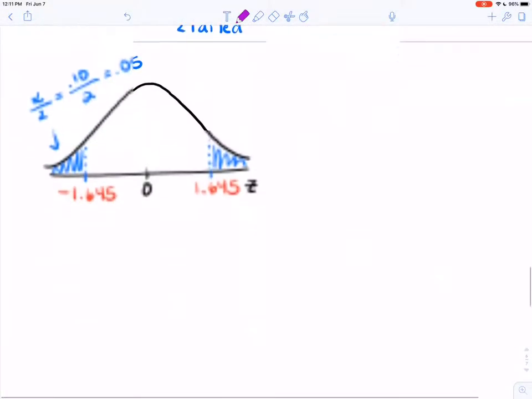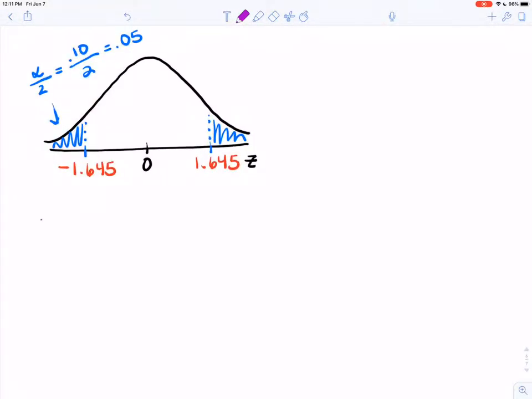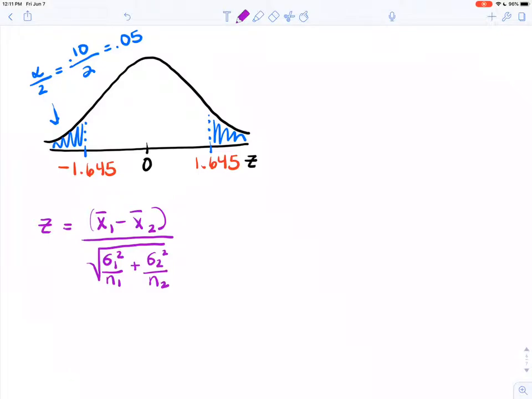Okay, so when I go to calculate my standardized test statistic, I'm going to take the difference between the sample means, and then I'm going to divide that by the standard deviation of this difference. And that standard deviation is going to take sigma 1 squared divided by its sample size plus sigma 2 squared divided by its sample size, and then take the square root.